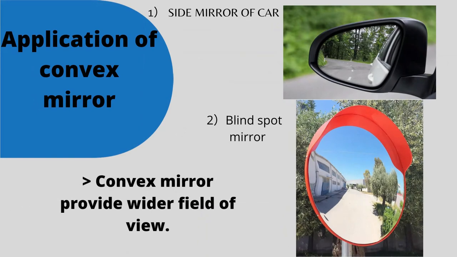As for the application of convex mirror, side mirror of car and blind spot mirror use convex mirror because convex mirror provides a wider field of view. Side mirrors of cars are used to help the driver to see areas behind and to the sides of the vehicle, while blind spot mirrors are used for security purposes.